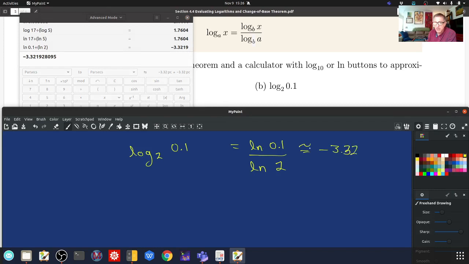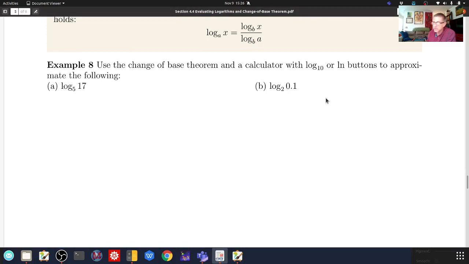And this is approximate. This is exact. This is approximate. Of course, with the exact, there's not much I can do with it.